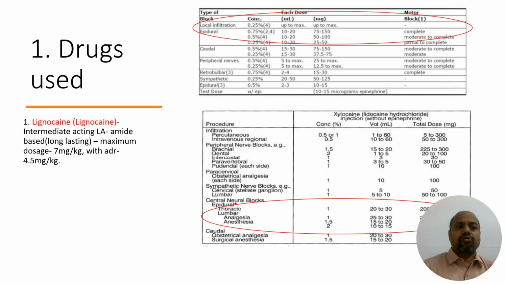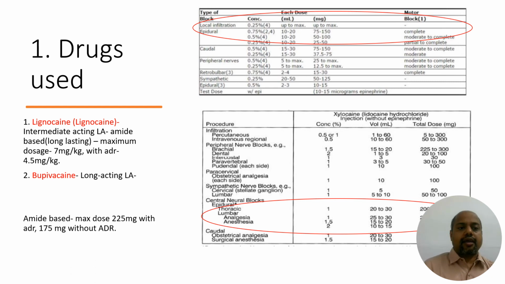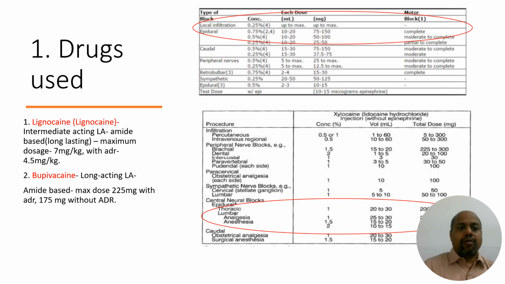So the first drug used is going to be lignocaine, an intermediate acting, amide based local anesthetic with the maximum dose of about 7 milligram per kg, and with adrenaline you can give about 4.5 milligram per kg. Okay, now bupivacaine is a long-acting, amide based local anesthetic.